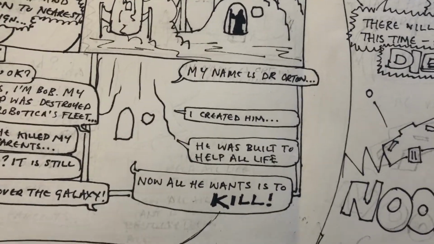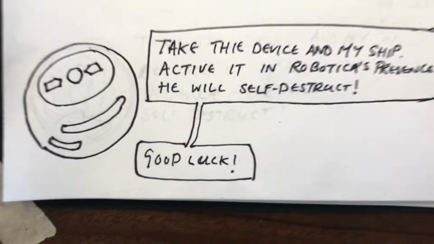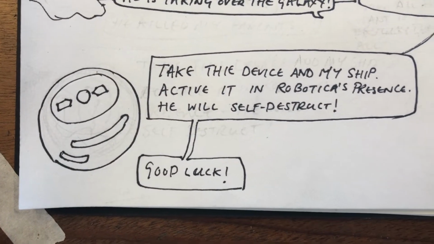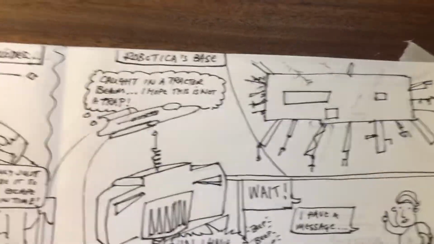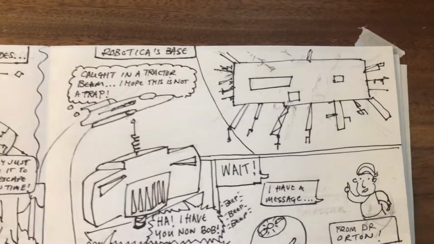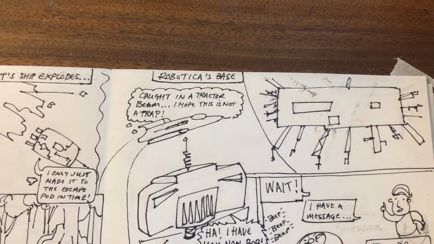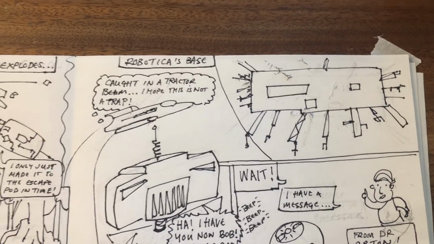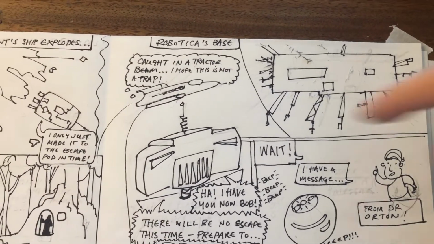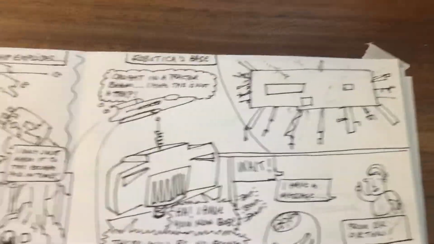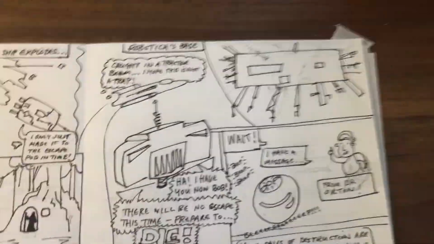Quite dramatic. And then take this device in my ship. "Only will self-destruct. Good luck." So then it goes whoosh all the way to the top. Robotica's base. What I'm going to do with this base is I'm going to colour in the base in black, and I'm going to have the windows in it yellow, and I'm going to put a red world behind it, which is what this is. I think this world here is going to be green because he's one of the goodies. And this is going to be red because it's fire and it's baddiness.